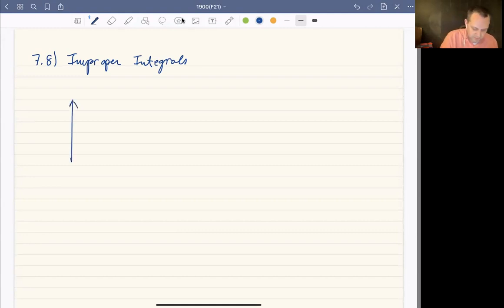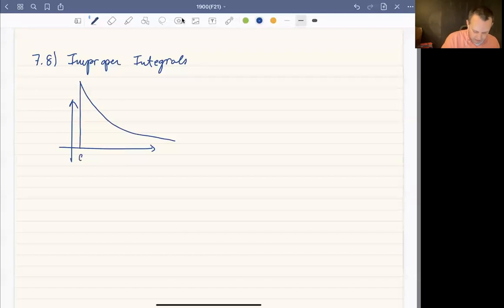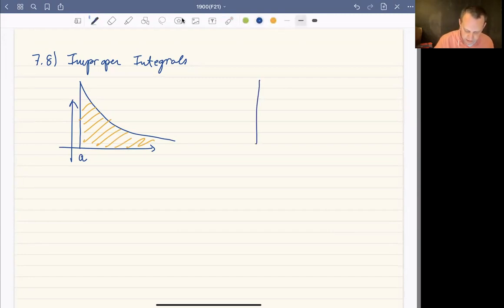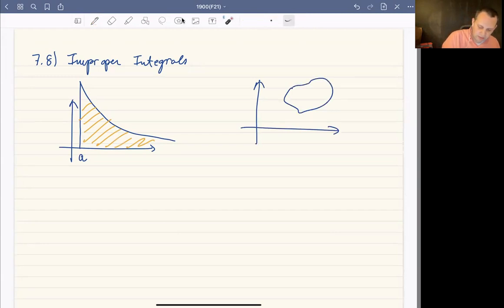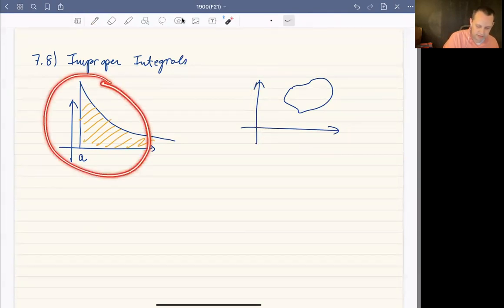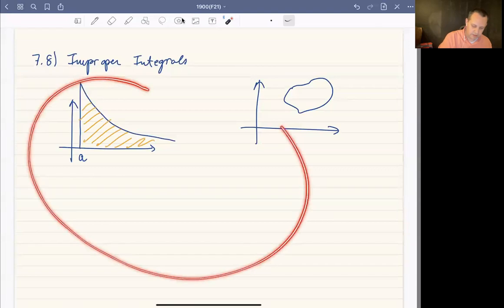So for example, you could have a function that maybe goes to 0 like this, something like that. Maybe it starts at some value a, and then you want to talk about what is this area under here. And even though it goes to infinity, it's unbounded. Let me just explain my terminology here. A set is bounded if you can find some circle that contains it. A set is unbounded if there is no circle that contains it. And so in this case, it doesn't matter how big the circle is.